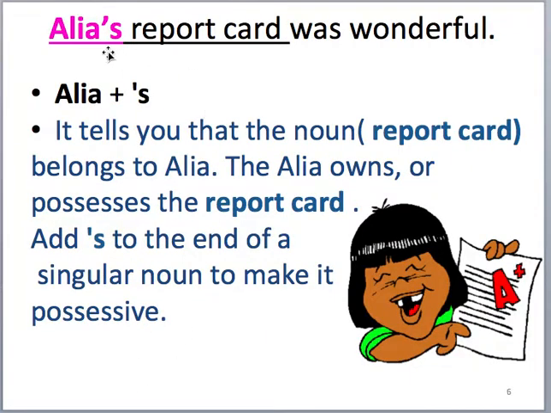Now here, Alia's report card was wonderful. Whose report card was wonderful? It was Alia's report card. So Alia is my singular noun. I put an apostrophe s and I write what she owns. She owns a report card. So Alia's report card. Alia is my singular noun. I put an apostrophe s and next to it what she owns. So Alia's report card. So the report card belongs to Alia.